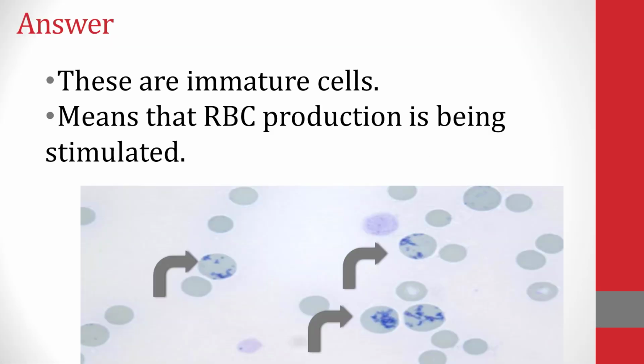Well, when there is an elevated reticulocyte count, that tells us that we have immature cells floating around, which means that red blood cell production is being stimulated. There's been a response or a stimulus in response to a problem, and so we're seeing more immature cells getting put out into the periphery.